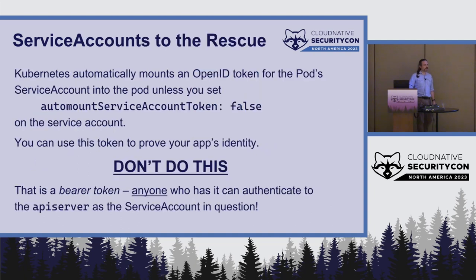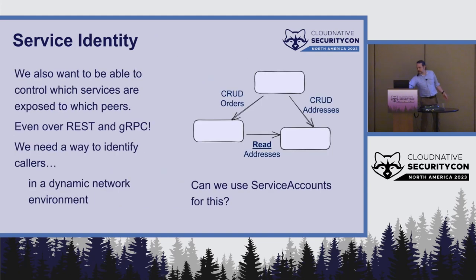We may also want to be able to restrict access. In this case, the front end should be able to talk to orders and addresses in the back end. But maybe orders needs to be able to read addresses, but the orders server should never be updating someone's address. That's not right. So we actually need to establish identities for these things.